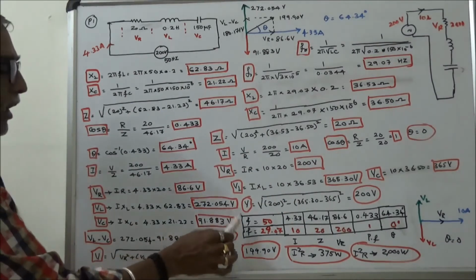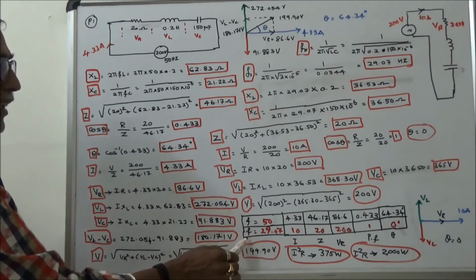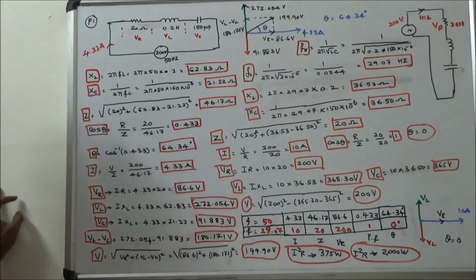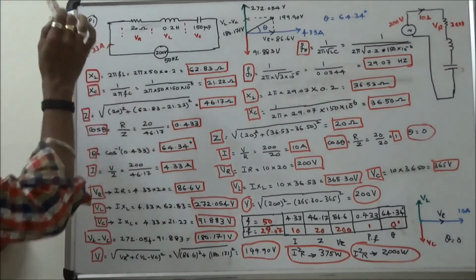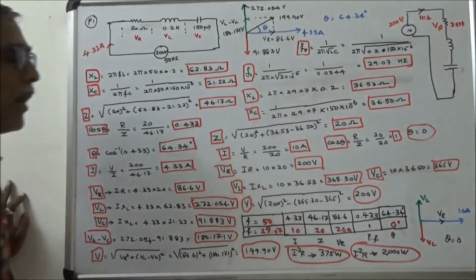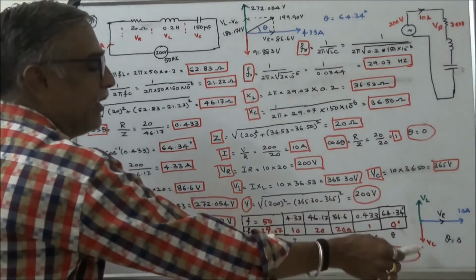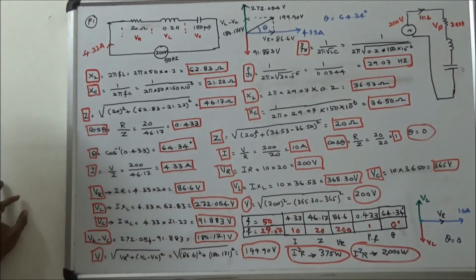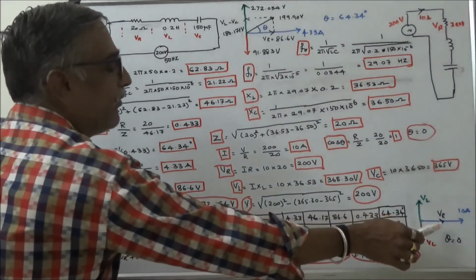Here the frequency is 50 Hz. Here the resonant frequency is 29.07. Here the current is 4.33 amps. Here the current is 10 amps. This is the phasor diagram. Here VL is equal to VC. The resultant is 0. Therefore VR is in phase with the current.